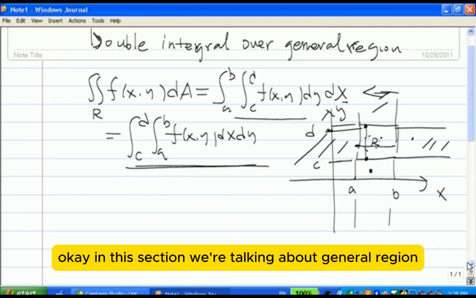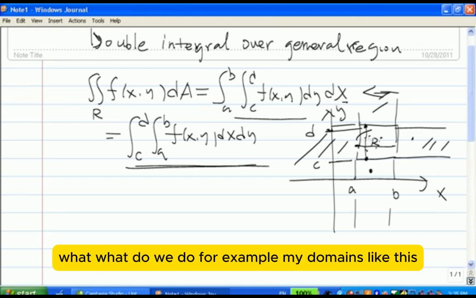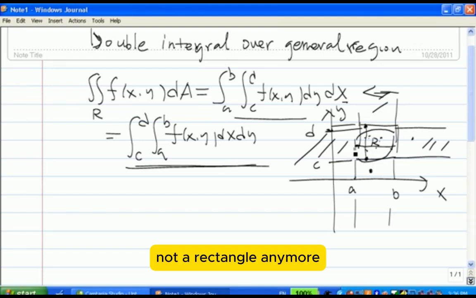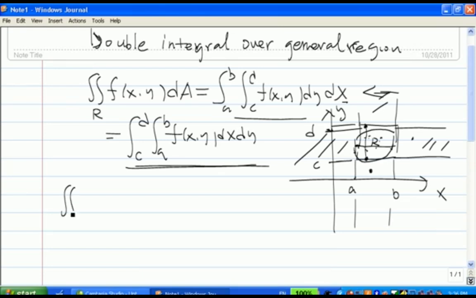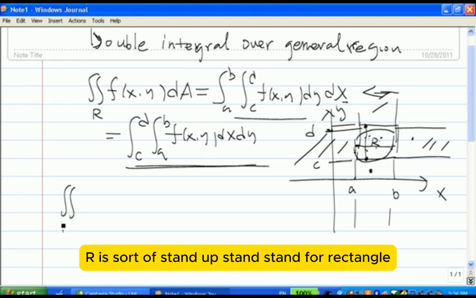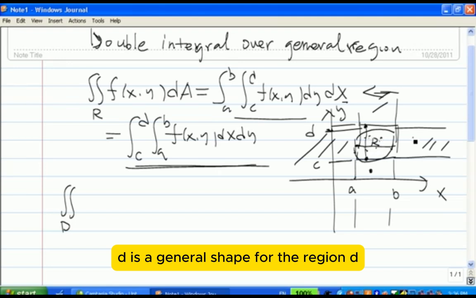In this section we're talking about general regions. What if your domain is no longer a rectangle? What do we do? For example, my domain is like this, not a rectangle anymore. We do the same thing. This time we call it D; R stood for rectangle. Now this is region D, and D is a general shape.